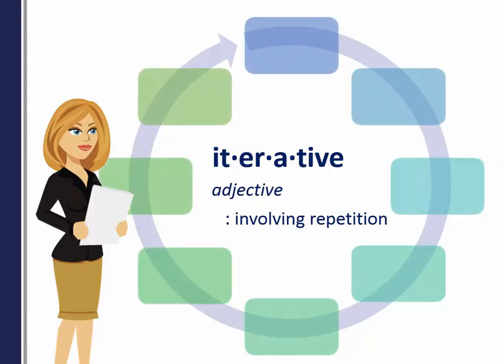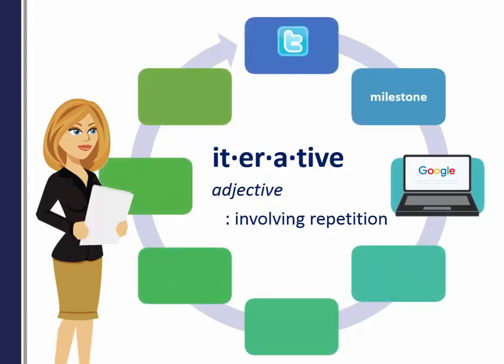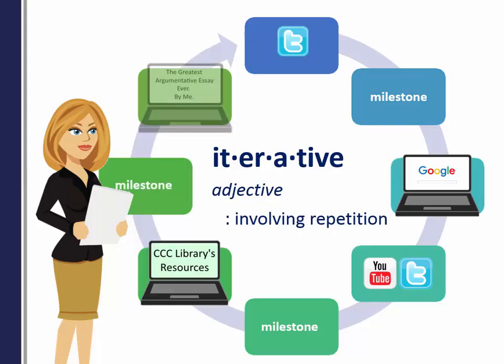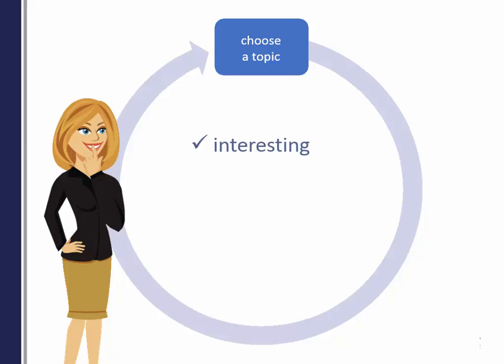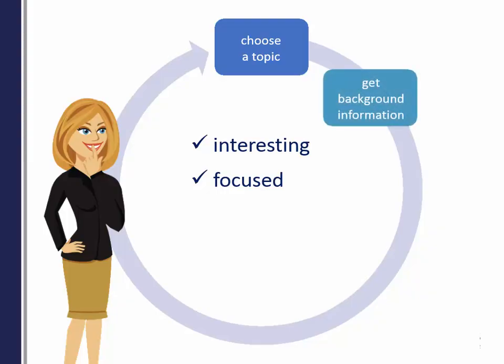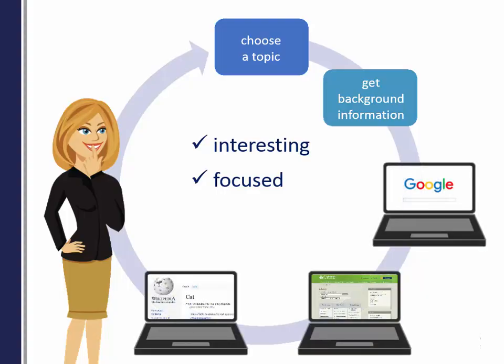Rather than a line, think about the research process as a circle with many little milestones. The first step is to choose a topic. A good topic is of interest to you and is focused enough to be adequately covered in your paper. After deciding on a general topic, you'll do some preliminary research to find out more about your topic. You might check Wikipedia or a CCC library database, like Gale Virtual Reference Library. If there are too few or too many resources on your topic, you will need to go back and revise your topic.